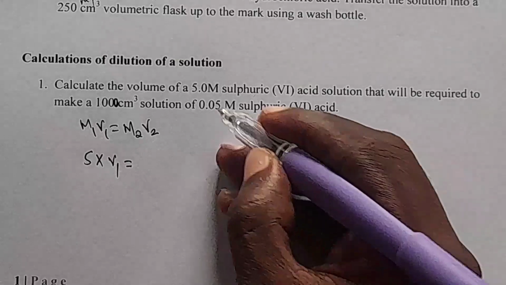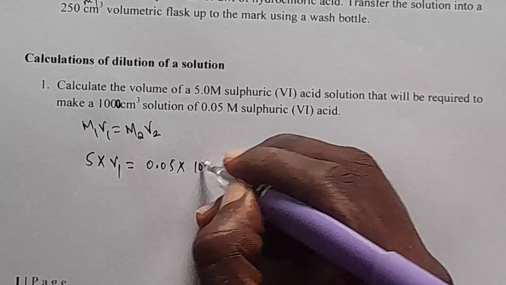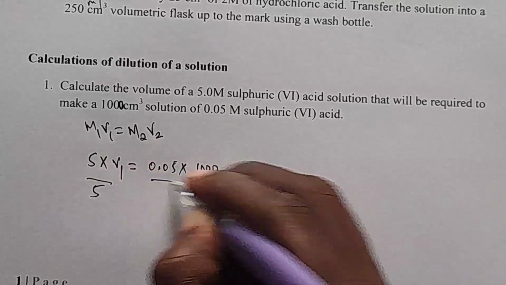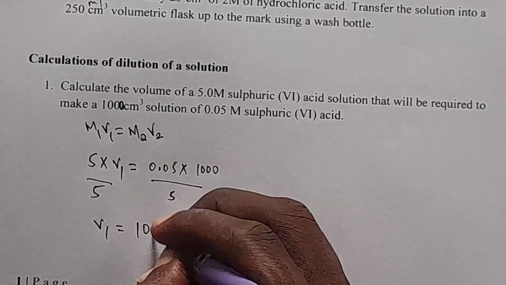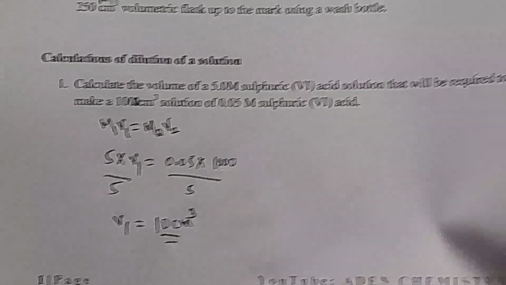It will be equal to molarity 2, which is 0.05, times volume 2, which is 1000. So for us to get volume 1, we divide here by 5 and we divide here by 5. That means volume 1 here, we are going to get 10 cm³. That's our answer. Then next, we are going to go to question number 2.